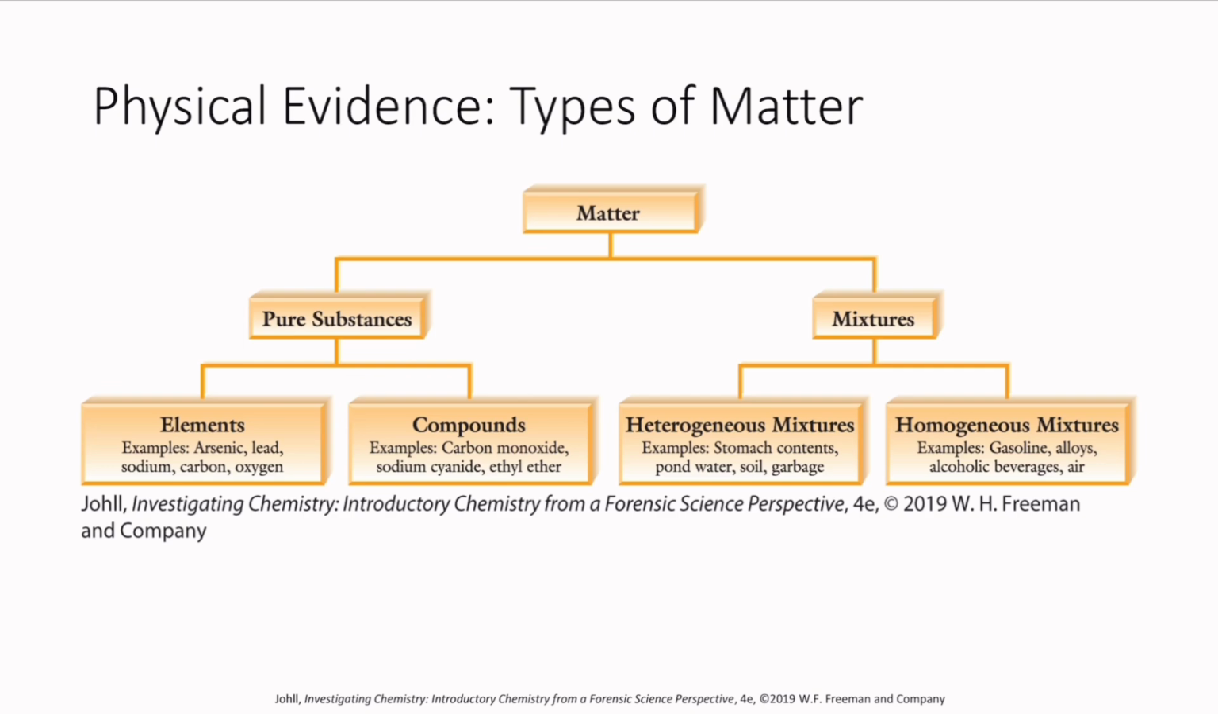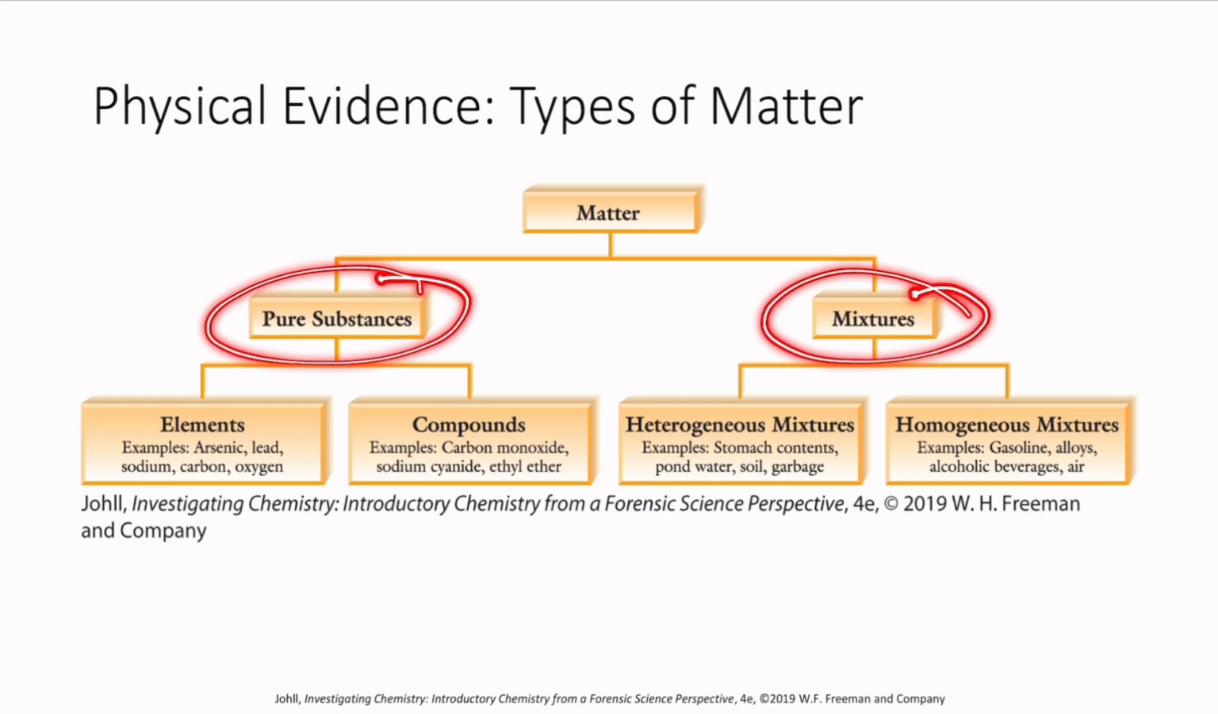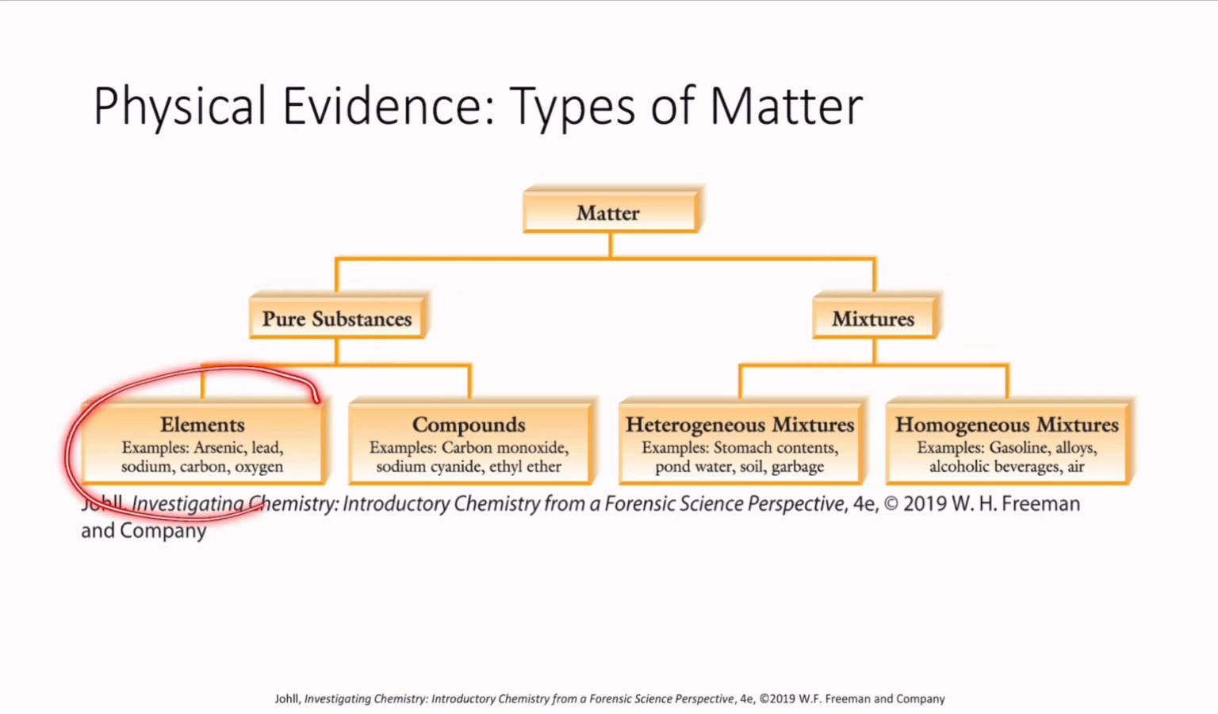So let's look at some examples of, oh, here's a flow chart that shows you the different types of matter. So everything is going to be classified as matter. And we have two types of matter, pure substances and mixtures. Now, the pure substances are going to be elements and compounds, whereas the mixtures are going to be heterogeneous mixtures and homogeneous mixtures.